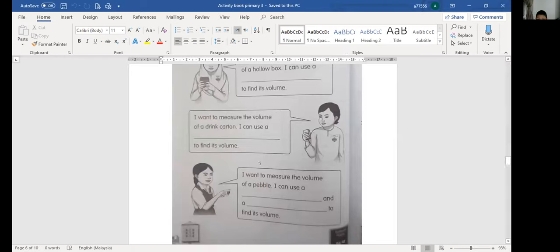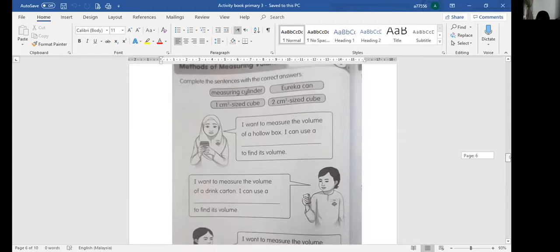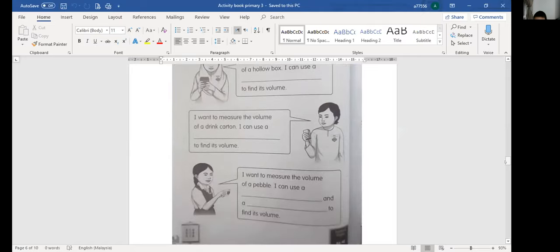Okay, question number three. I want to measure the volume of a pebble. So, I can use a, jawapan kat atas ni. Boleh guna apa? The answer is here. What is this? Measuring cylinder, and another one is? What is this? Eureka can. So this student says, I want to measure the volume of a pebble. So, for sure, we can use measuring cylinder, and another one is Eureka can. Okay, this is the answer. You can write the answer in your activity books.